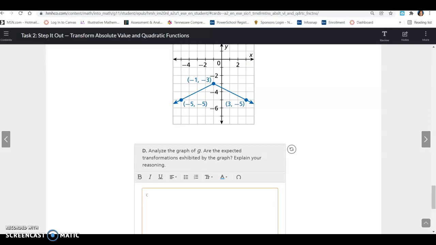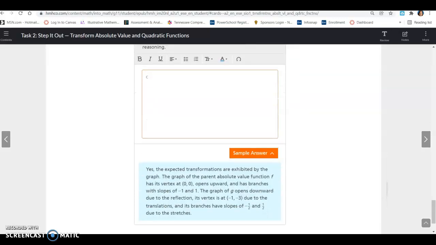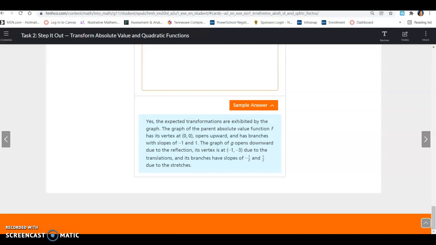We know it had a vertical and horizontal shift, and we know it was stretched both with an A and a B factor. Okay? All right, so here's their answer. Yes, the expected transformations are exhibited by the graph. The graph of the parent absolute value function f has its vertex at 0, 0, opens up, and has branches with slopes of negative 1 and 1.